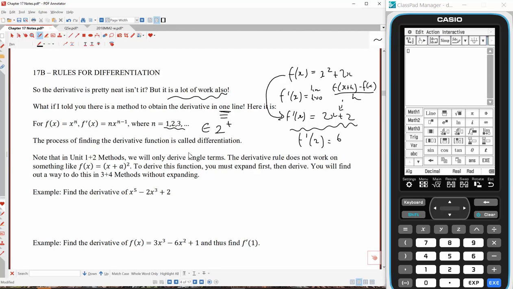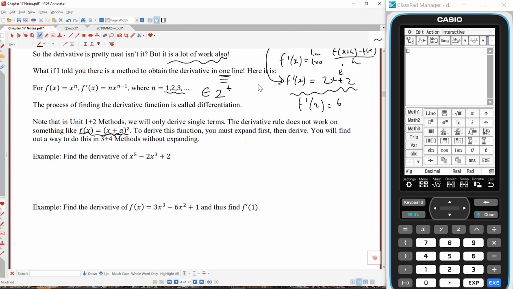In 1-2 Methods, we'll only differentiate single terms. The derivative rule does not work on something like this, where we've got something all to a power. To differentiate this, you must expand first and then differentiate, although we do these in 3-4 Methods.